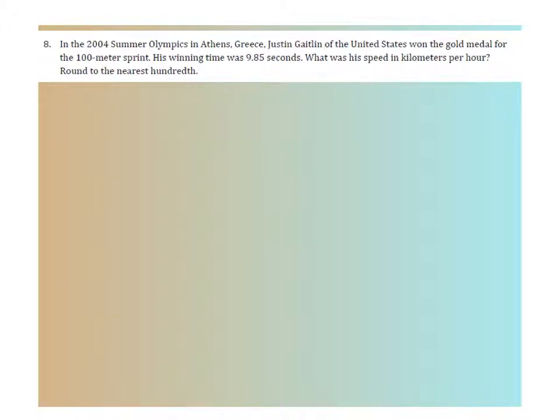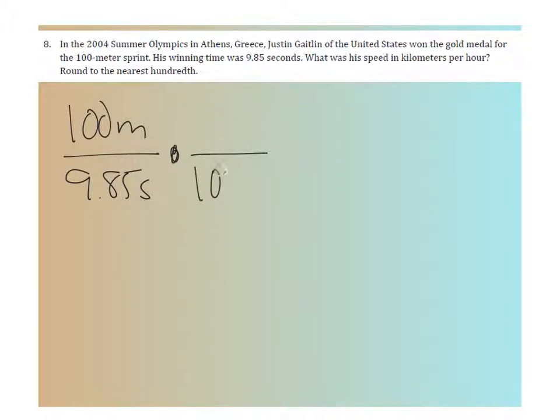All right, in the 2004 Summer Olympic Games in Athens, Greece, Justin Gatlin won the gold medal for the 100-meter sprint. His time was 9.85 seconds. What is his speed in kilometers per hour? Okay, this takes a little bit of time, and your science teachers will thank you for doing this correctly. Okay, so he ran 100 meters in 9.85 seconds. You want to convert that to kilometers per hour. So you need to convert this top one to kilometers. Well, there's 1,000 meters in 1 kilometer.